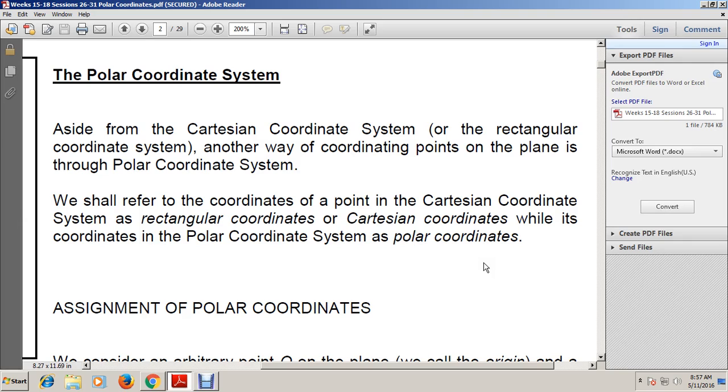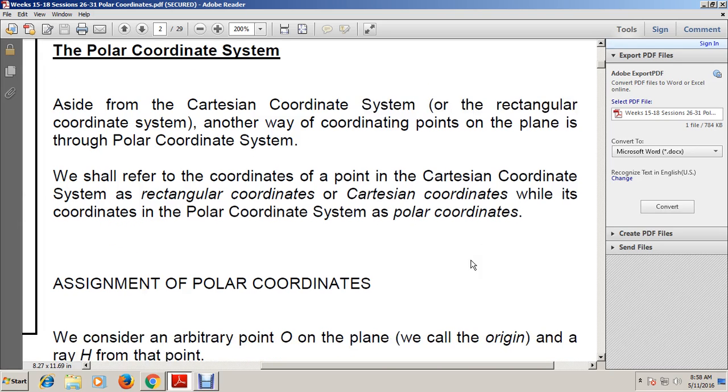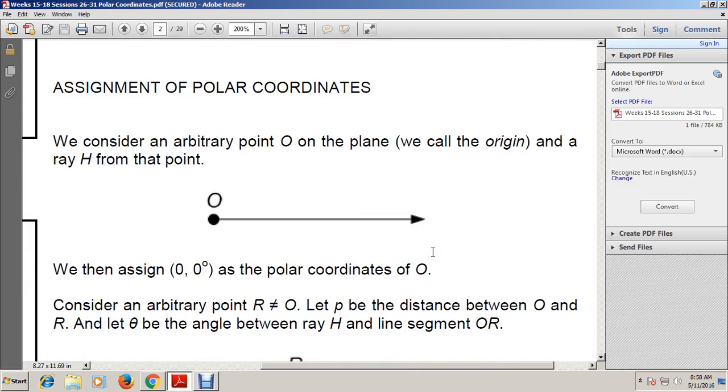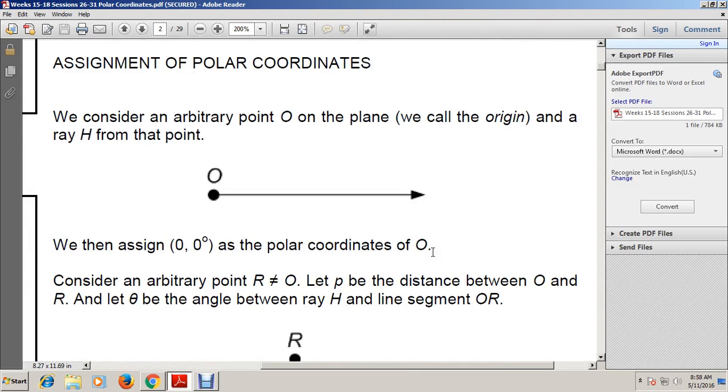Okay, so we shall refer to the coordinates of a point in the Cartesian coordinate system as a rectangular coordinate or Cartesian coordinate, while its coordinates in the polar coordinate system as the polar coordinates. Okay, so we have the rectangular coordinates and the polar coordinates. Okay, so for assignment of polar coordinates, we consider an arbitrary point O on the plane.